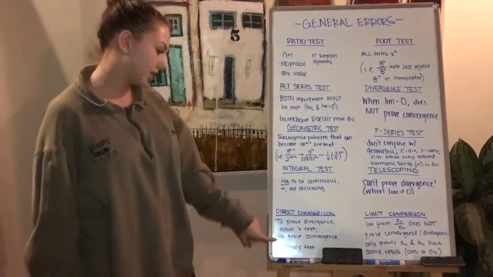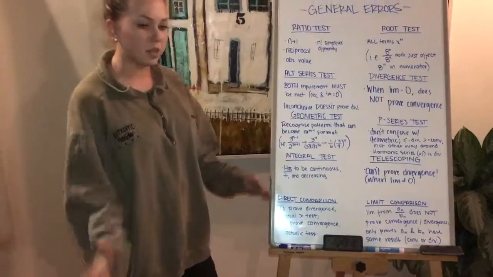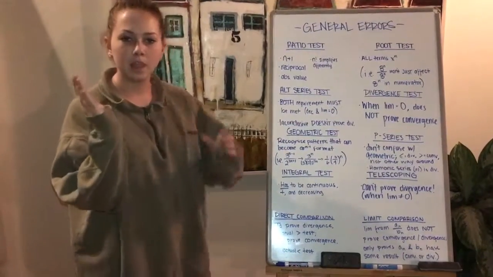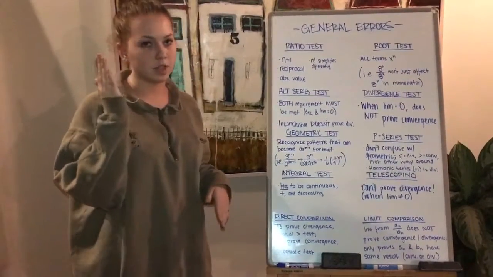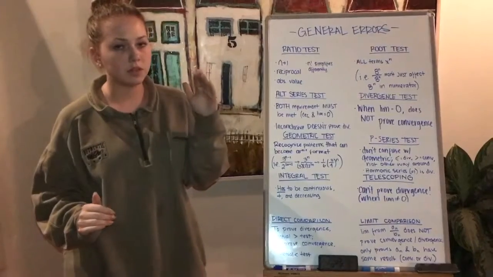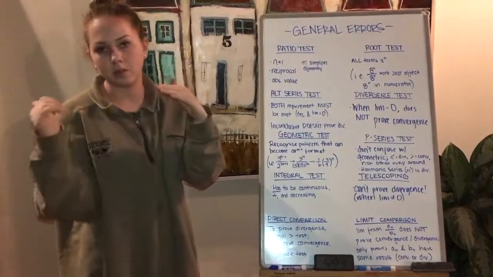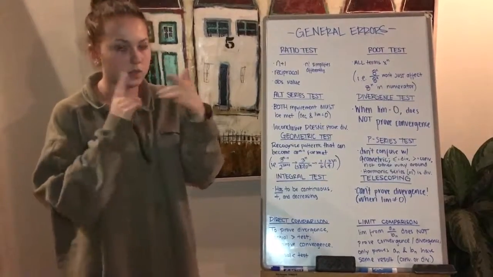And then for the direct comparison test, if the one on the bottom is divergent, it's pushing the other one up, and the other one must be divergent as well. If the one on the top is convergent, then it's pushing the one on the bottom down, and so the other one must be convergent. So don't get those confused.